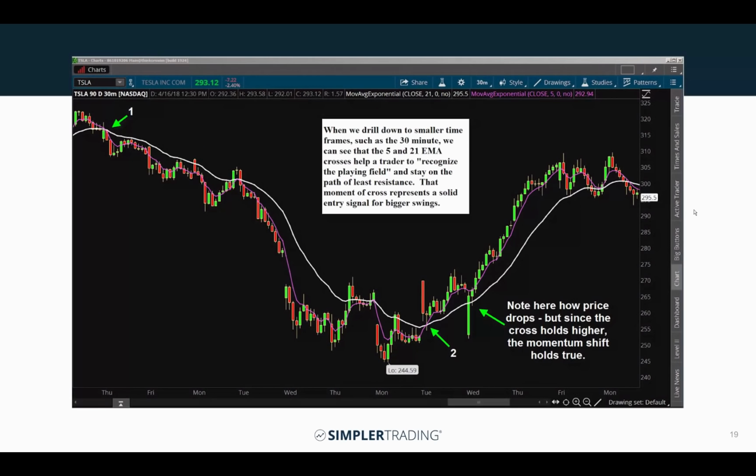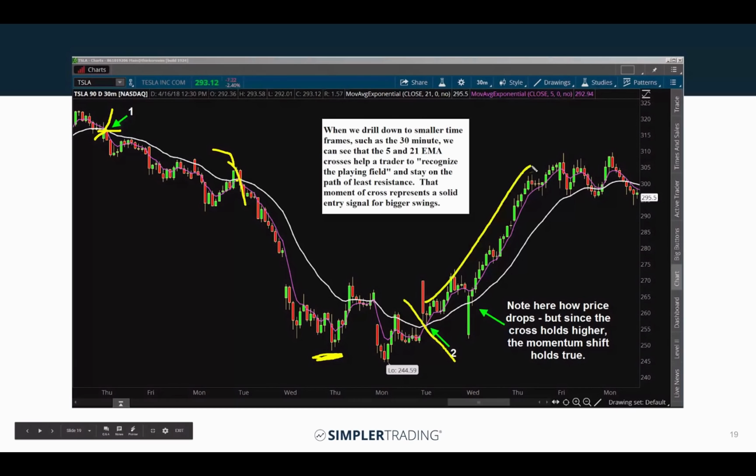Okay, so here is a 30-minute chart, and on the 30-minute chart, you can see that there's a cross here on Tesla, 5 and 21. Well, from here, Tesla falls from $315 down to $245. You can see here, it crosses up above the 21, but the 5 never makes it. Boom. So same thing here with the cross to the upside, bada boom, bada bing. And that's a 30-minute chart.